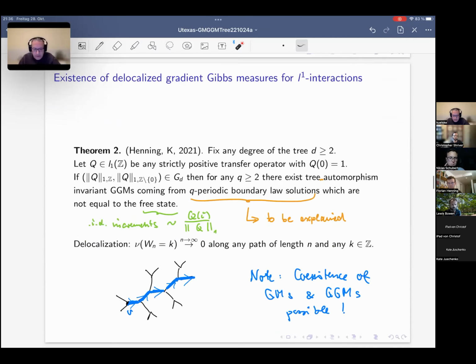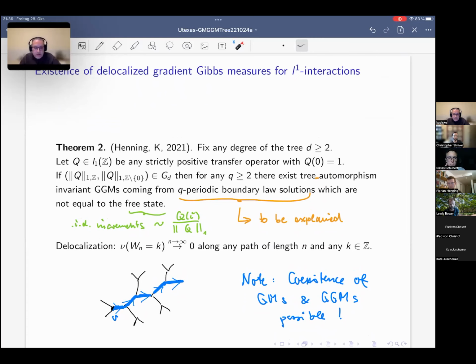So then there's another theorem, the theorem of the second paper with Florian. This is now still in the translation invariant setup, but about the delocalized gradient Gibbs measures. So this is also interesting. Suppose a little more, namely that Q is in L1 of C. Again, strict positivity, maybe it's not needed, but we suppose it. There is some reason why we do it, and things become easier.